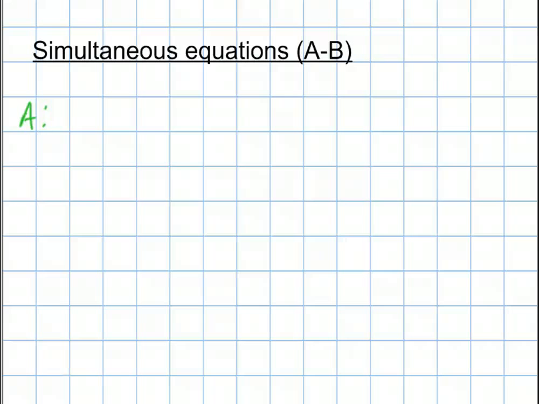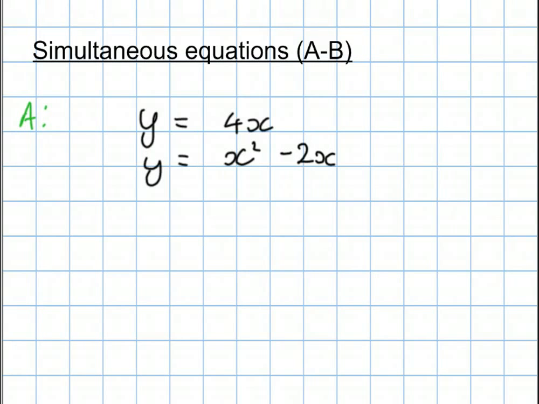Here we are. Here's the simultaneous equation we're going to solve. Y equals 4x and y equals x squared. Making a few mistakes today. Minus 2x plus 5.